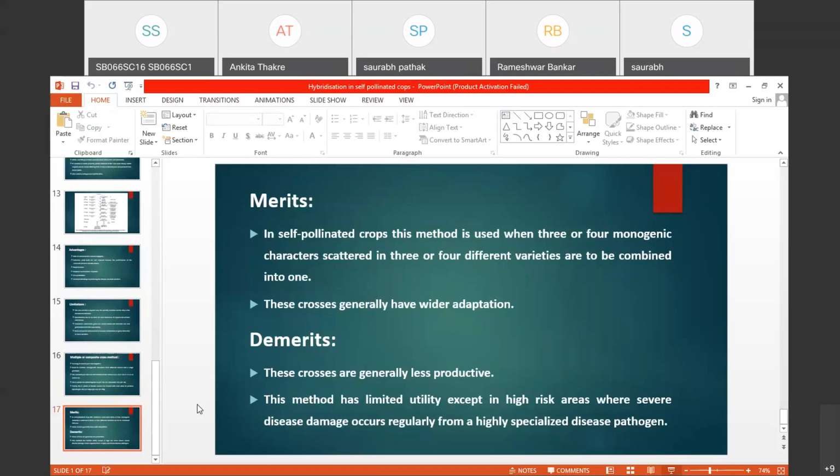If a question is asked in the examination as give a detailed account of the hybridization methods in self-pollinated crops, then you have to give the explanation regarding all these four methods. Or short answer questions may be asked on the pedigree method, or the bulk method, or the backcross method, or the multiple or composite cross. And that is all about the hybridization methods used in the self-pollinated crops.